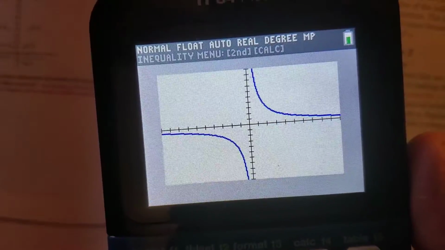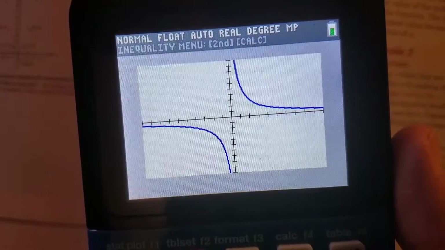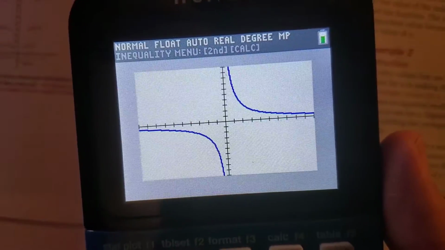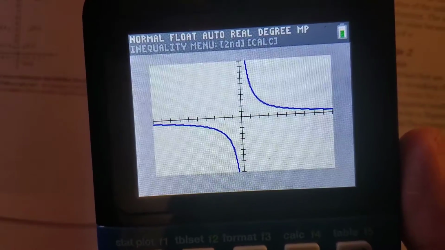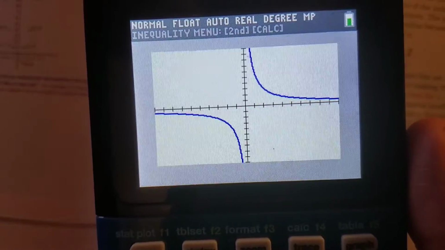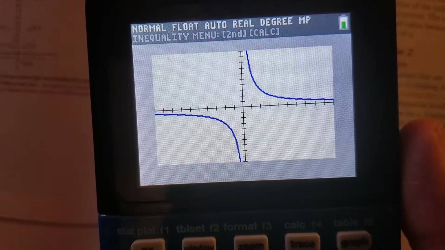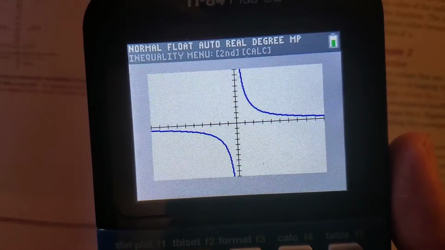In fact, we teach you how to do this 4th quarter of Algebra 1. This is why I don't understand why we're doing it right now. So don't worry about this. And just know what it is. And that would be it.